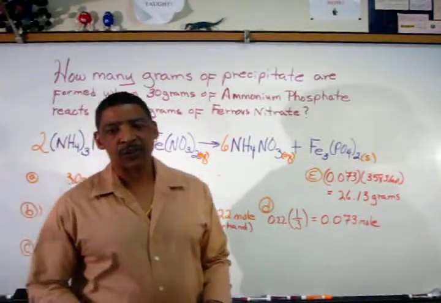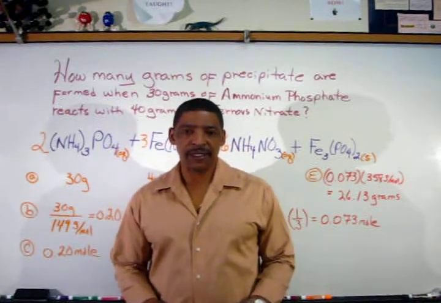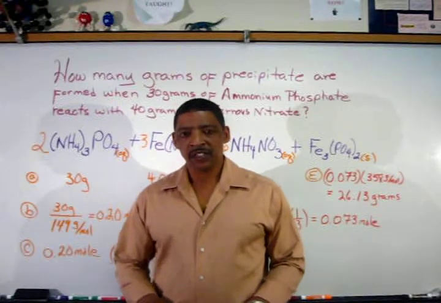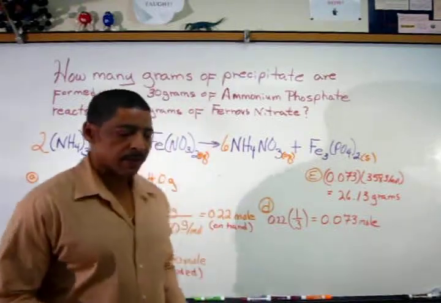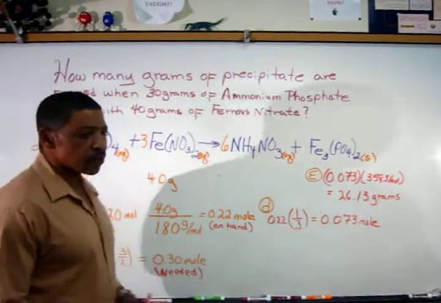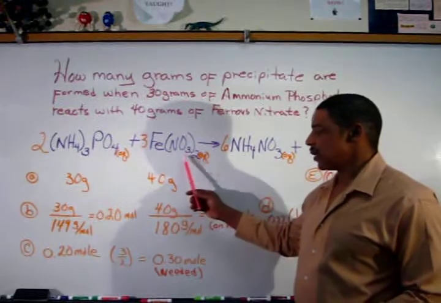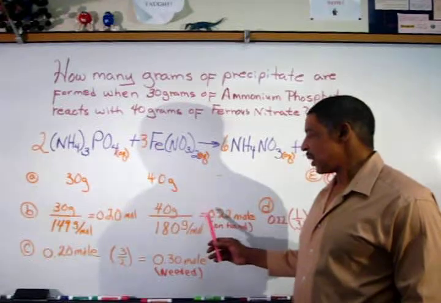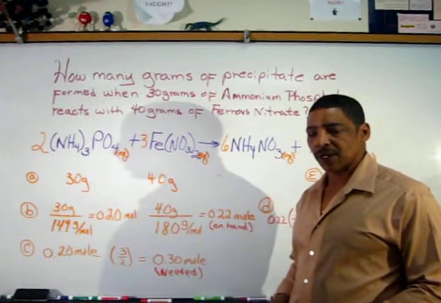Now the task is to determine which reactant is actually limiting and which reactant is in excess. To do so, just assume that one of the reactants is not given. In this case, I've chosen to assume that the ferrous nitrate is not given. In doing so, I'm assuming that this value, the 0.22, is unknown.